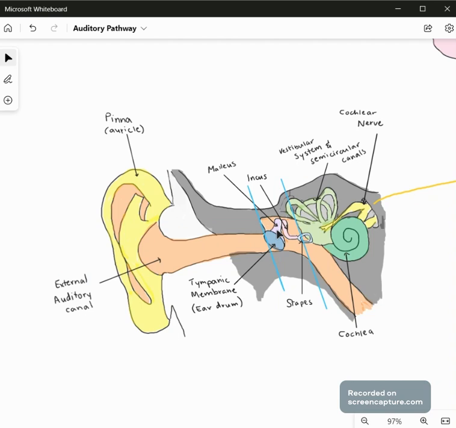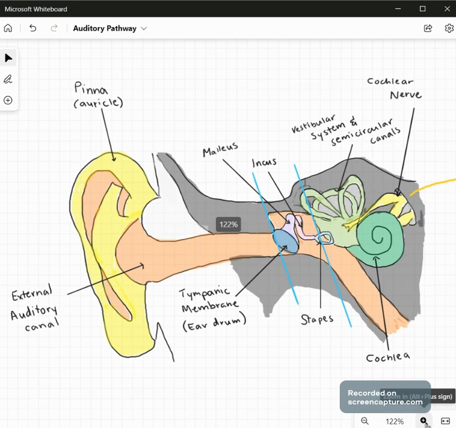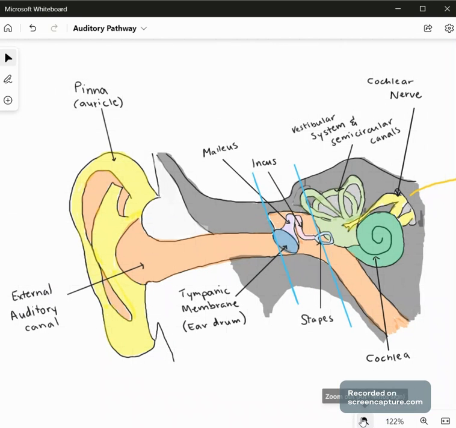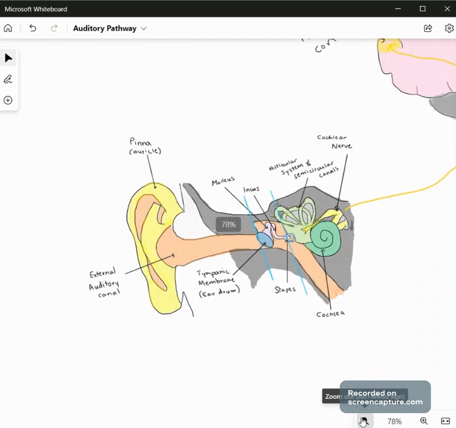And those ossicles translate the sound waves from an air medium to a liquid medium and pass it on to the cochlea. The cochlea has a bunch of small cells inside of it called hair cells, which further serve to amplify the sound and translate it into an electrical signal.